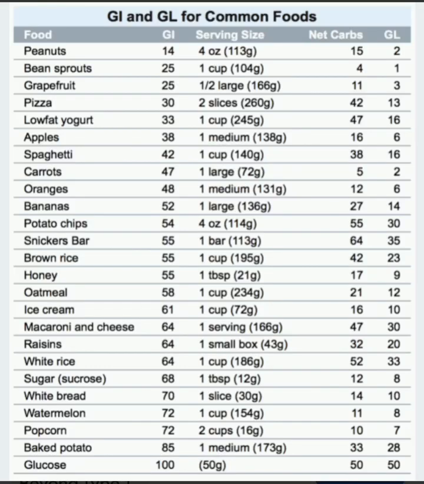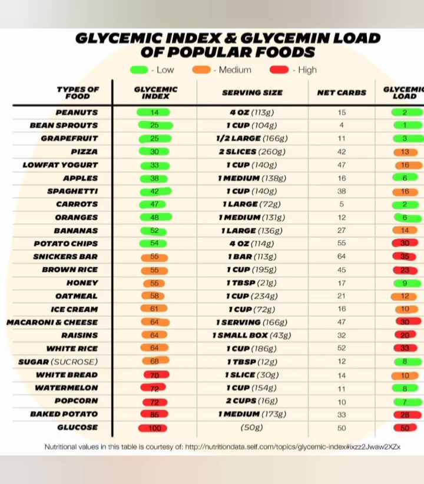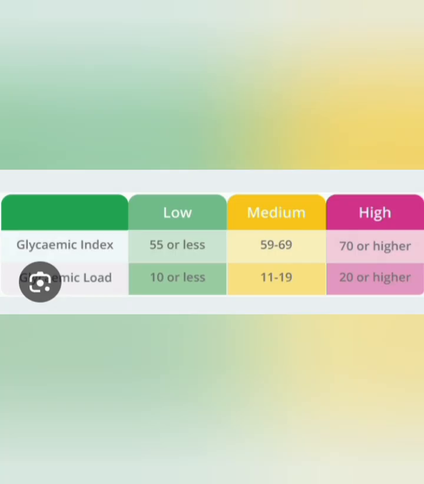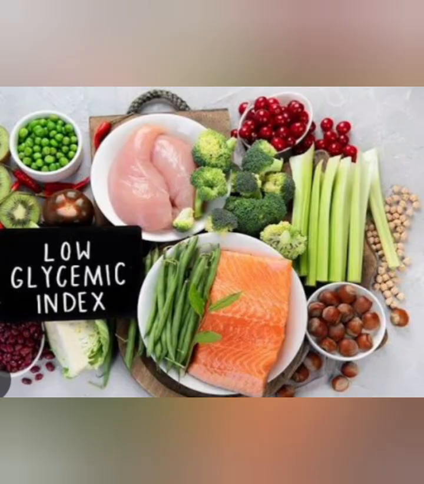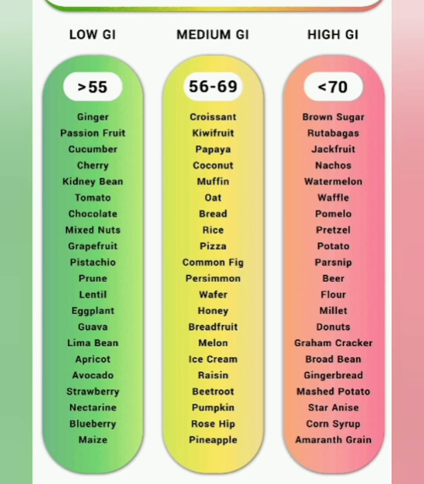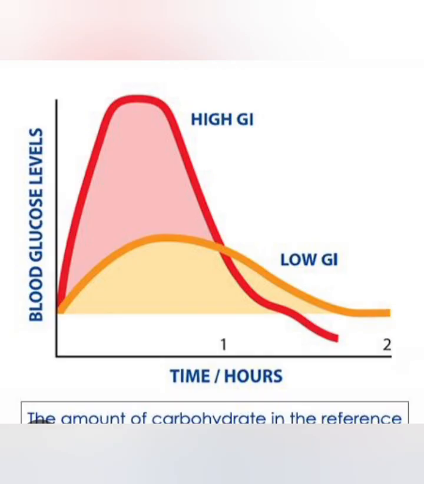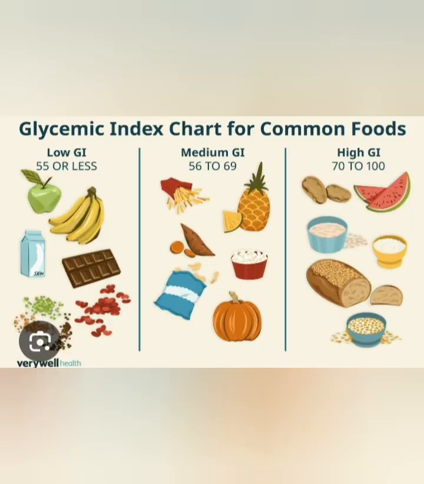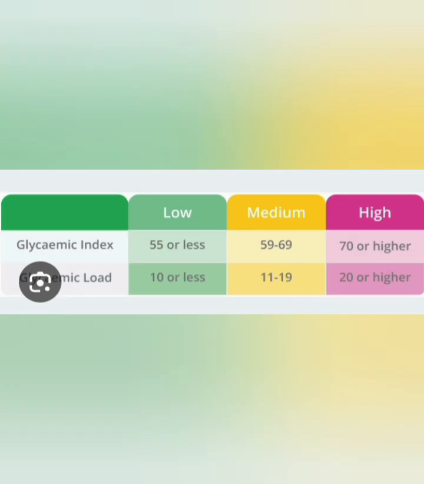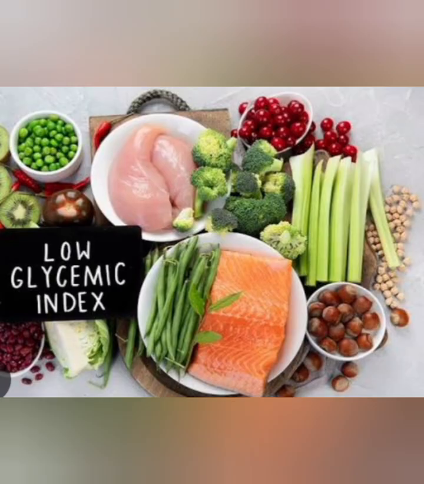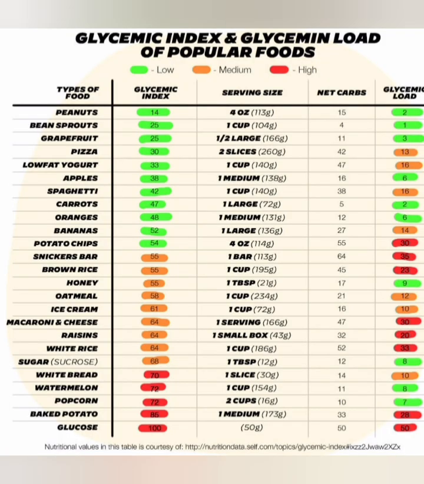Glycemic index is a measure of how quickly the carbohydrates in a particular food raise blood sugar levels. It ranks foods on a scale from 0 to 100, with higher values indicating a more rapid increase in blood glucose. Understanding GI values: low GI, 55 or less, whole grains, fruits, vegetables; medium GI, 56 to 69, whole wheat bread, brown rice; high GI, 70 or higher, white bread, sugary snacks.